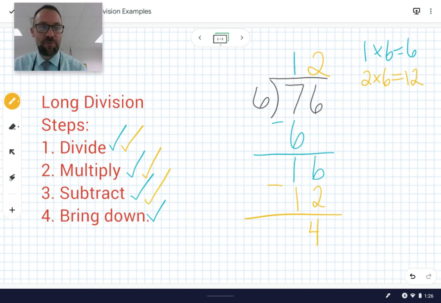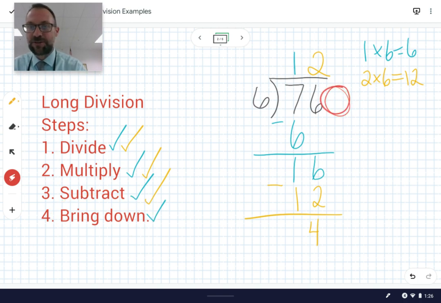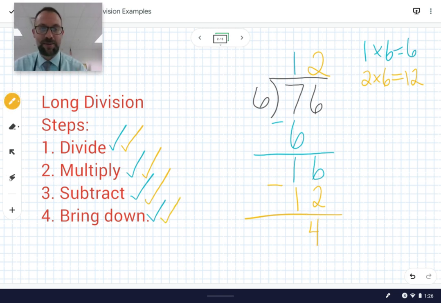And now we bring down our final step. And we'll notice, oh, look, there's no digits left to bring down. We're done. This is the final remainder. So that takes care of the final bring down step.